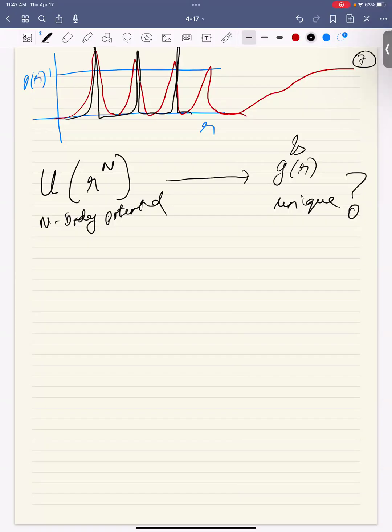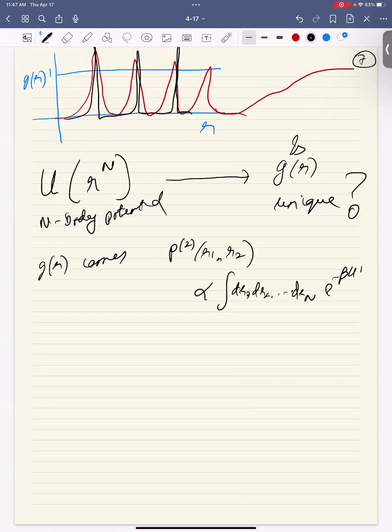Anyone? My hint to you is to think about the formula that we use to calculate G of R. Where does G of R come from? It comes from P2, right? G of R, I mean, spherically symmetric, whatever, but in the end it comes from the difference between P2 and ρ2, right? And what is P2? P2 of R1, R2 is proportional to the integral of dr3, dr4, ... drn e to the power minus beta U of Rn. If you know e to the power minus beta U of Rn, you know P2 of R1, R2. If you know P2 of R1, R2, you know G.